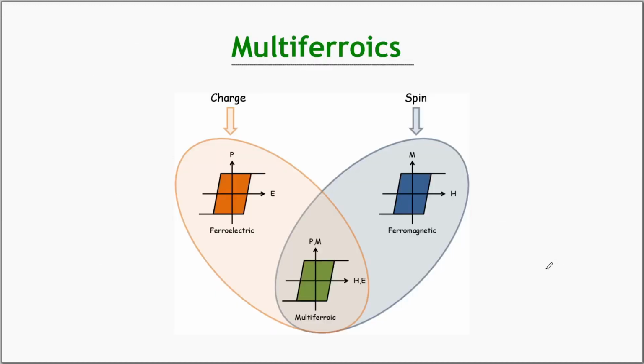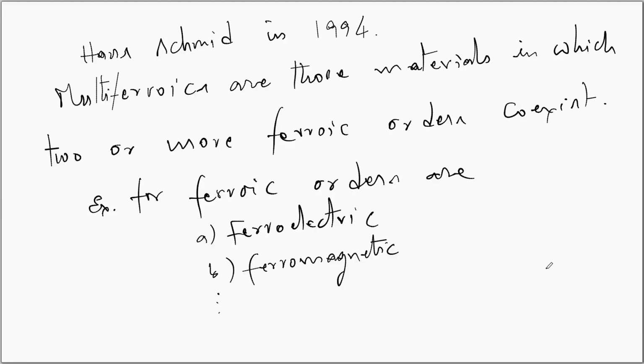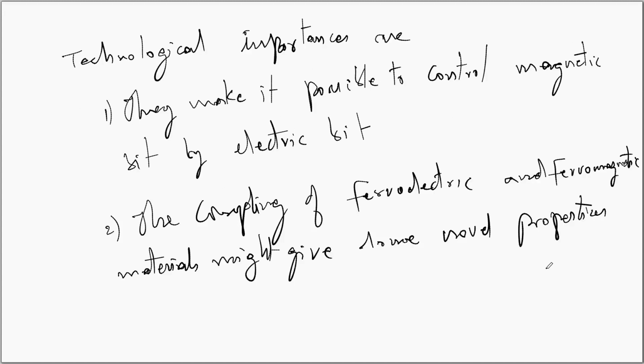In this video, we have said that the term multiferroics was introduced by Hans Schmid in 1994. We have said further that multiferroics are those materials in which two or more ferroic orders coexist. We have seen the examples for the ferroic orders: ferroelectricity, ferromagnetism, etc. There are certain technological importances with the multiferroics. They make it possible to control magnetic bit by electric bit. Secondly, the coupling of ferroelectric and ferromagnetic materials might give rise to some novel properties.